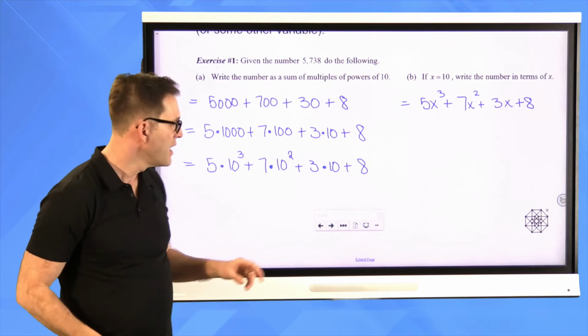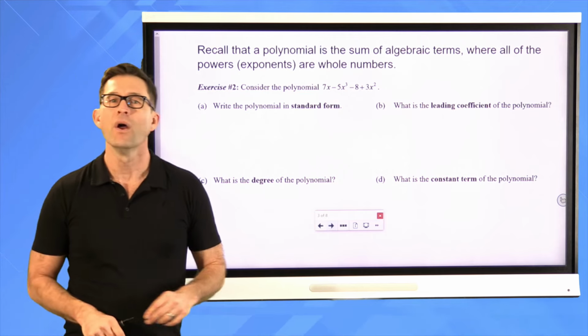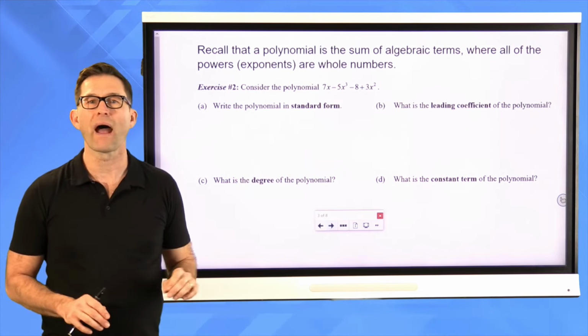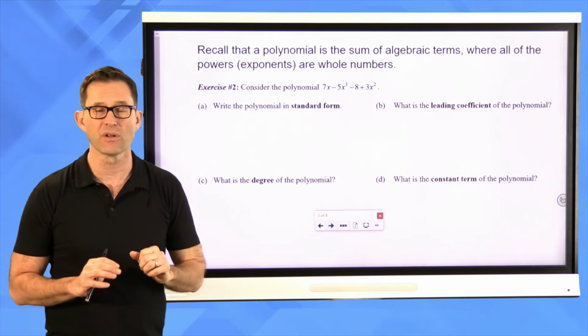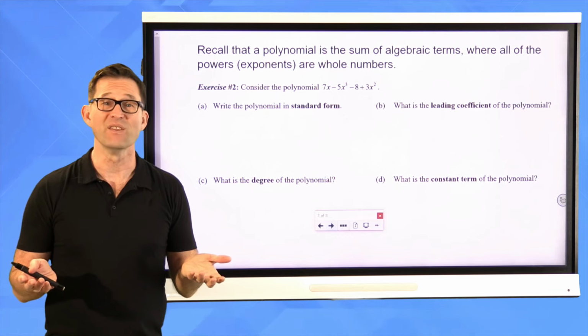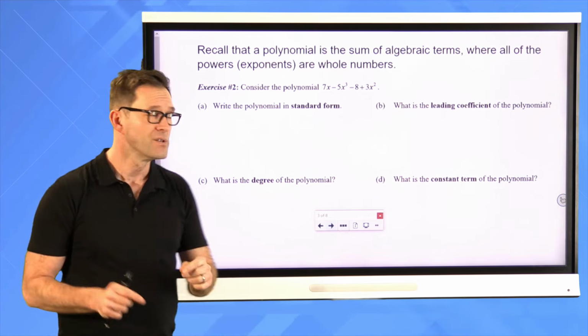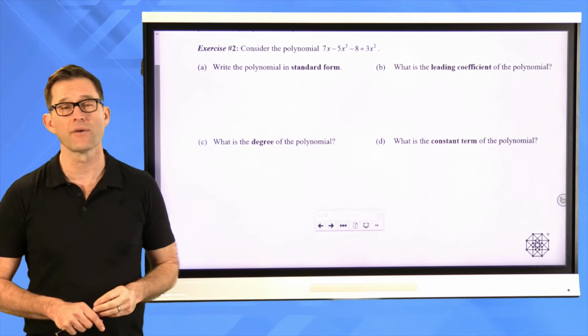All right, now let's review some terminology that we saw in the last lesson. Recall that a polynomial is the sum of algebraic terms where all of the powers are whole numbers. That's absolutely key. We can't have any powers that are fractional, although you haven't even seen those yet. But we also can't have any powers that are negative, all right? So let's take a look at exercise number 2 so that we can review some of the important stuff we saw in the last lesson.